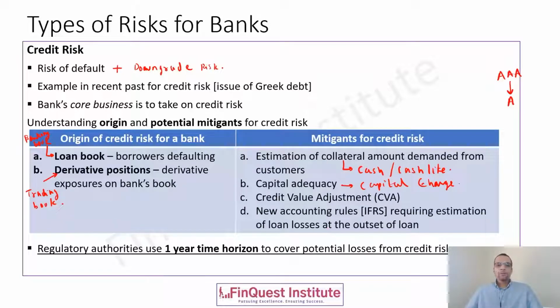Now, from a regulatory perspective, authorities use a 1 year time horizon to cover potential losses from credit risk. So remember this for the exam. On the exam, it may be asked what time horizon the regulatory authorities look at whenever they are looking at a certain type of risk. For market as well as operational risk, we'll talk about this time horizon. But for credit risk, remember the time horizon is 1 year.